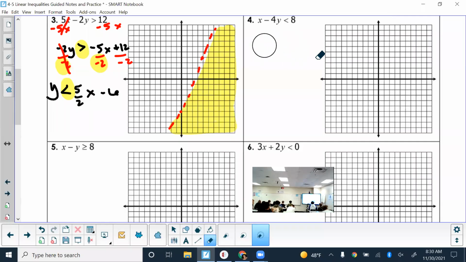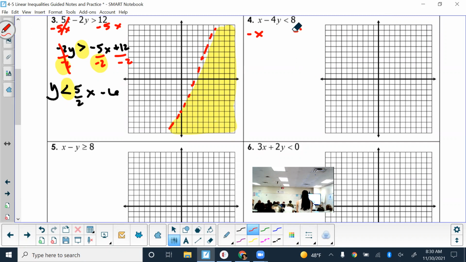All right, so for number 4, am I able to just graph it right away, the way that it looks right now? No, it needs to be in what form in order to graph it? Good. How do I do that? What would be the first step? Good. So start with what's farther from the y, which we would isolate in slope-intercept form. So get rid of the x.